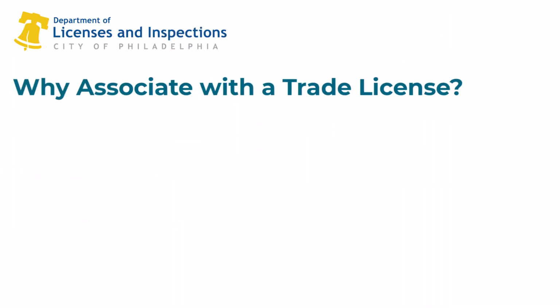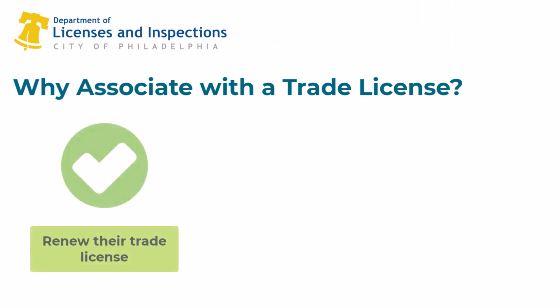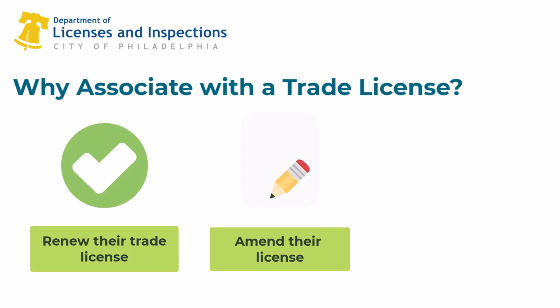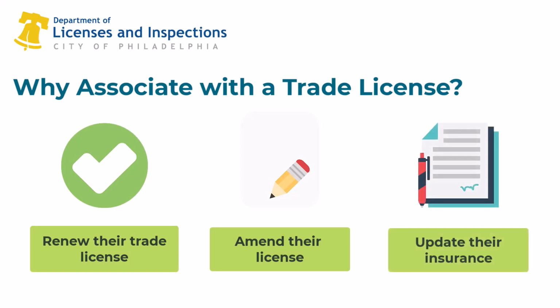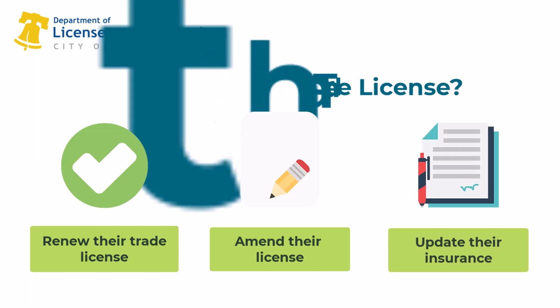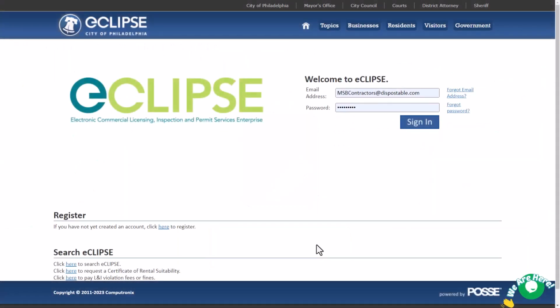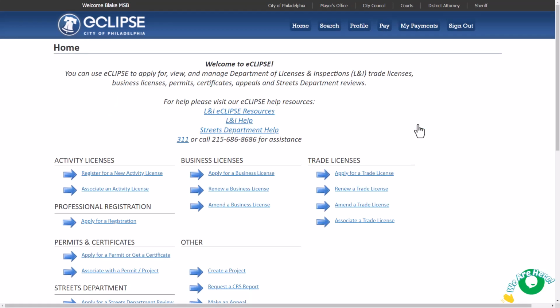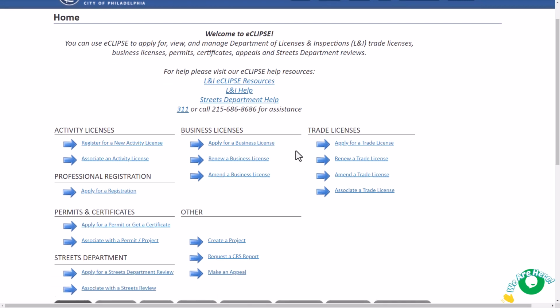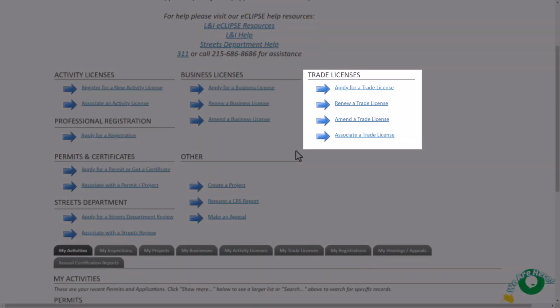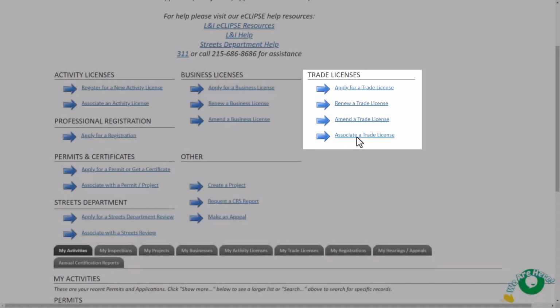Associating with a trade license will allow the user to renew their trade license, amend their license, and update their insurance. Let's get started. Signing into eCLIPSE. To associate a license with your account, first sign into your eCLIPSE account using your registered email address and password. Once logged in, go to the eCLIPSE homepage and select Associate a Trade License under the Trade Licenses section.